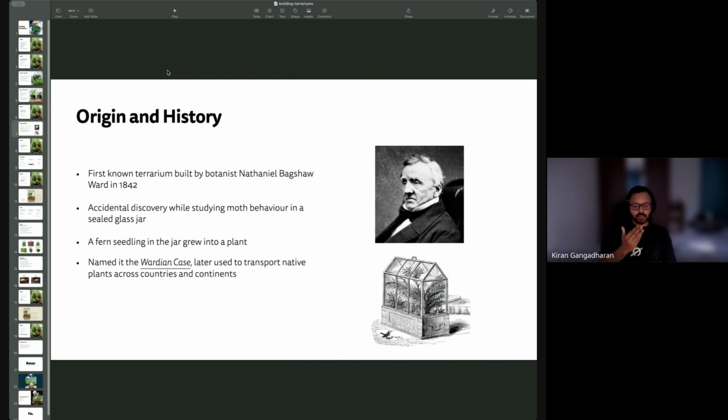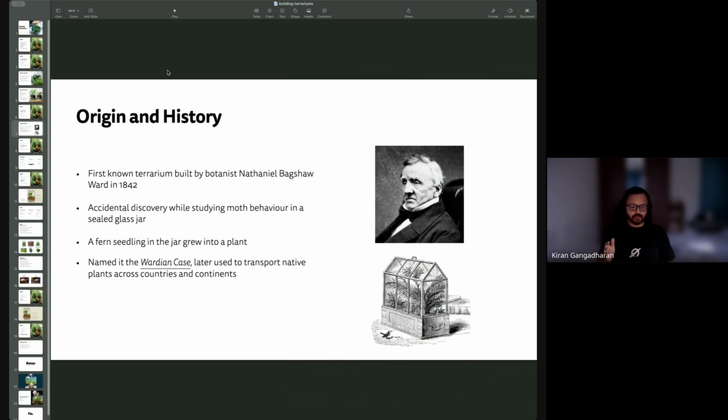And so what this enabled is essentially like a cocoon, right? It gives you a sandbox environment which is not very affected by the outside conditions, as long as you give it the essential elements. It can just thrive by itself. And so this paved the way for botanists across the world to share and transport native plants.